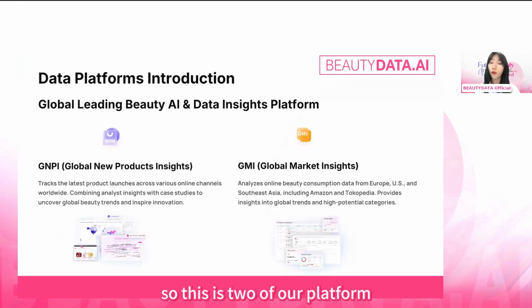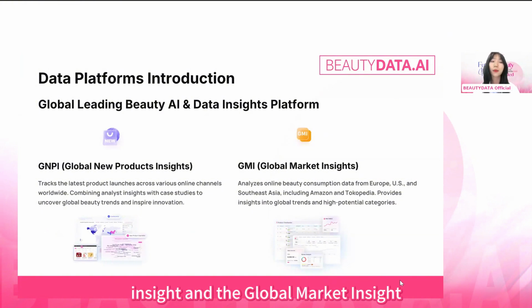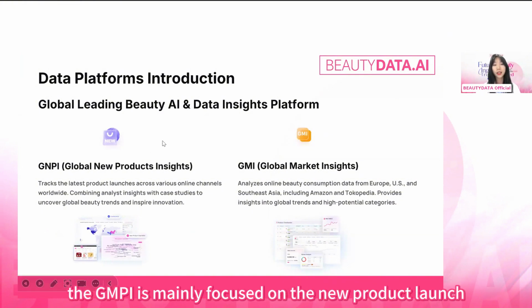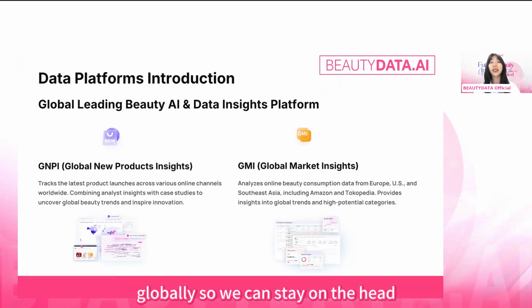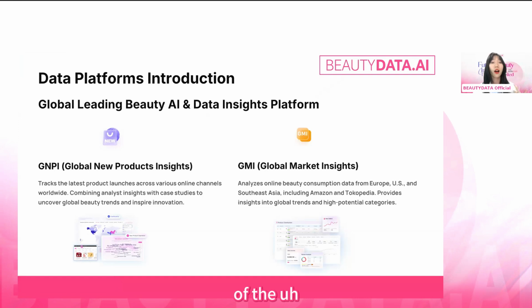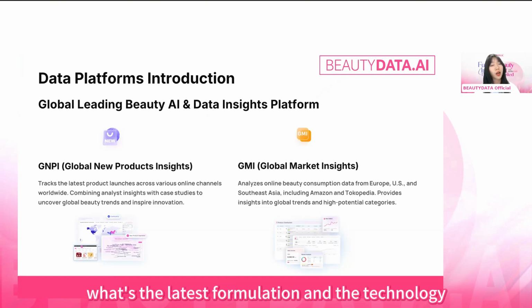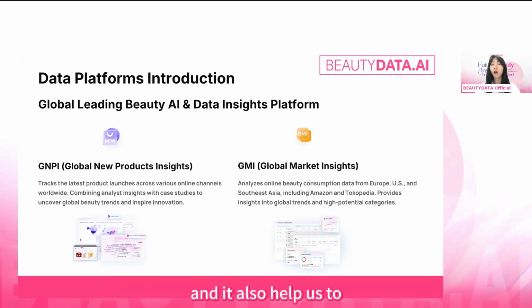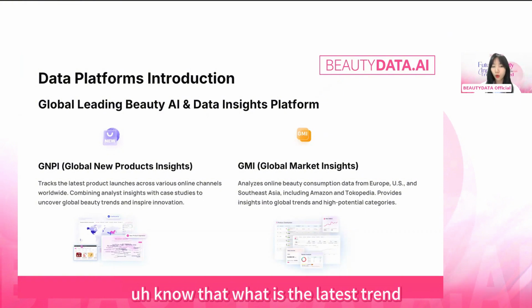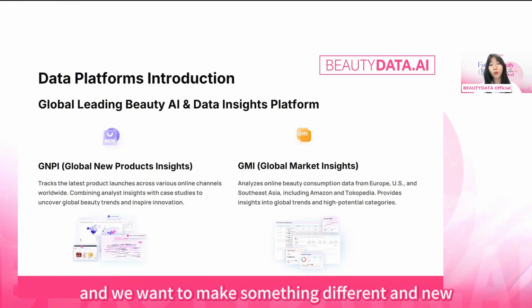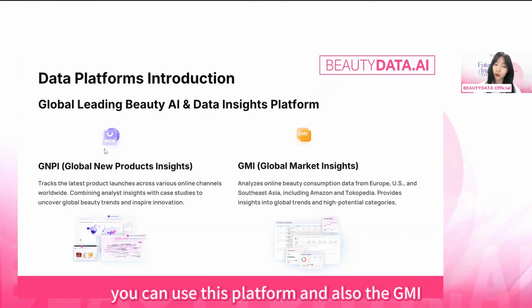So these are two of our platforms, the Global New Product Insight and the Global Market Insight. The first one, the GNPI, is mainly focused on new product launches globally, so we can stay ahead of the latest trend and see the latest ingredient, formulation and technology. It also helps us know the latest trend, and if we want to make something different and new, you can use this platform.